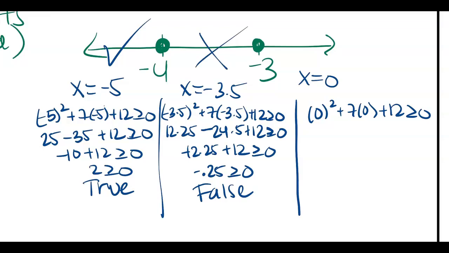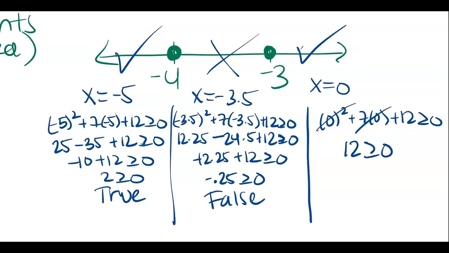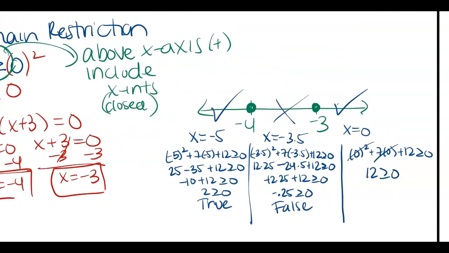All that stress for the middle, the last one's really simple. 0 squared is nothing. 7 times 0 is nothing. So we just have 12 is greater than or equal to 0. That's true. So remember, what we were looking for is all of the values that are above the x-axis and include the x-intercepts. Write out your answer.